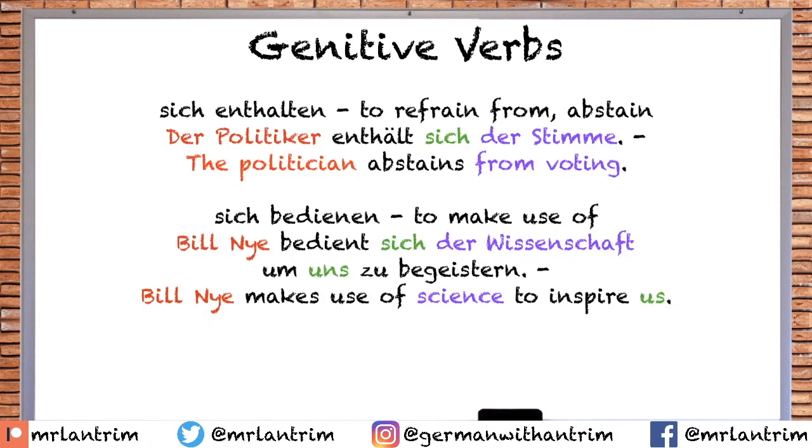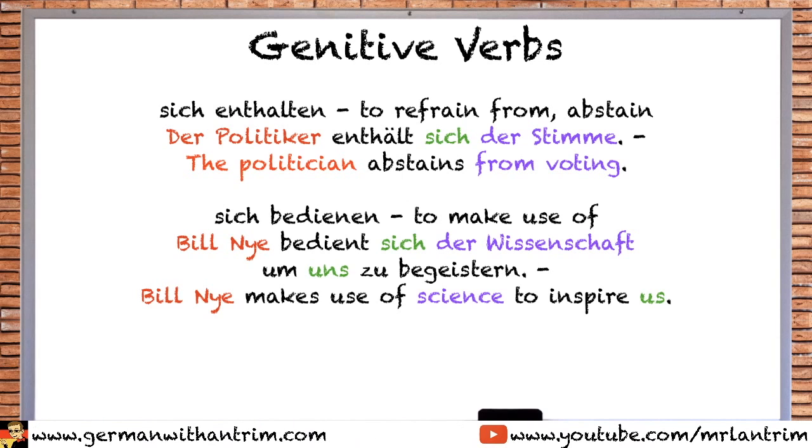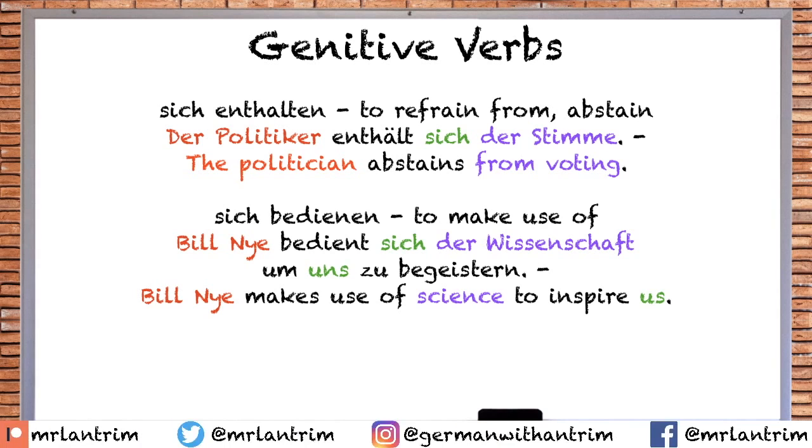Now for some examples, sich enthalten, which is to refrain from or abstain. Der Politiker enthält sich der Stimme. The politician abstains from voting. Sich in here is just kind of a reflexive. It's reminding you that it's the politician. For some reason that's reflexive in German. In English it's not. But der Stimme is used here in the genitive case.